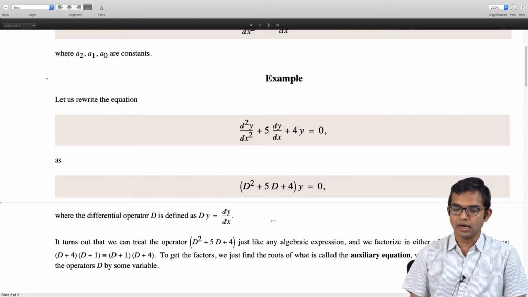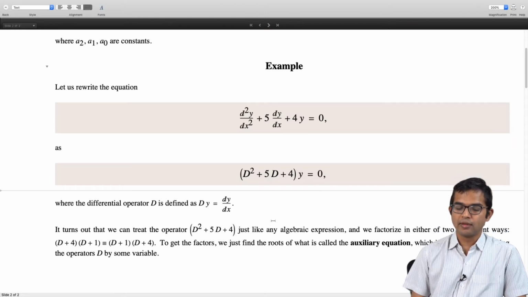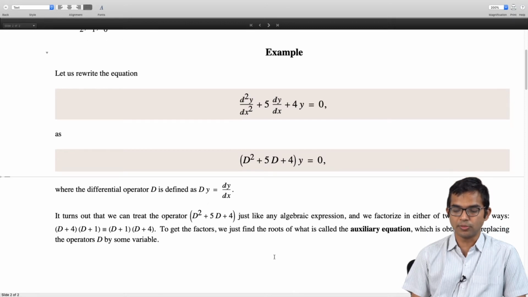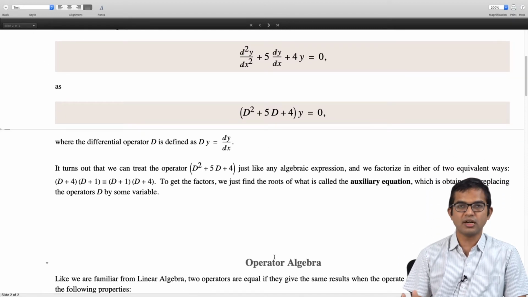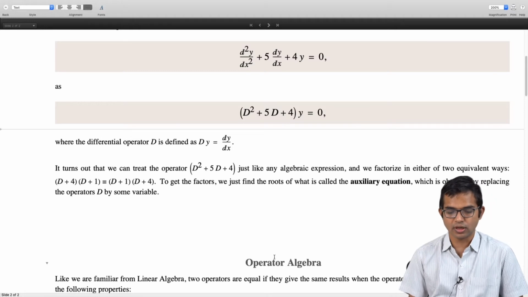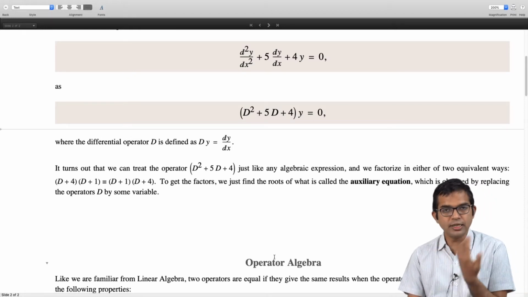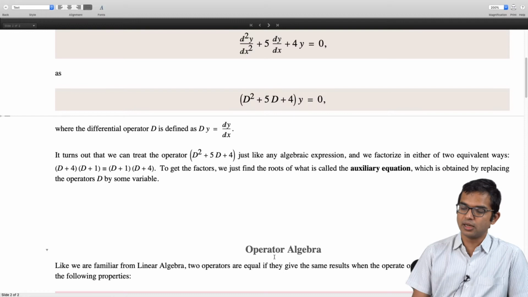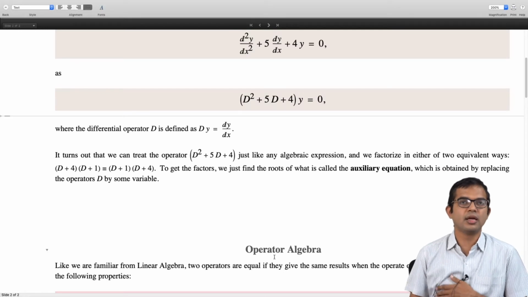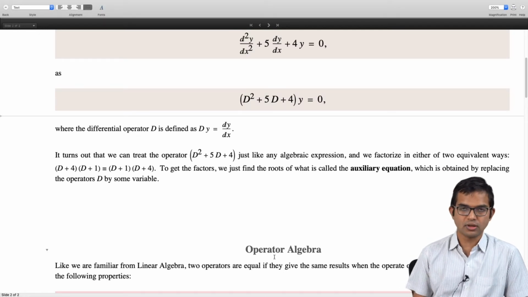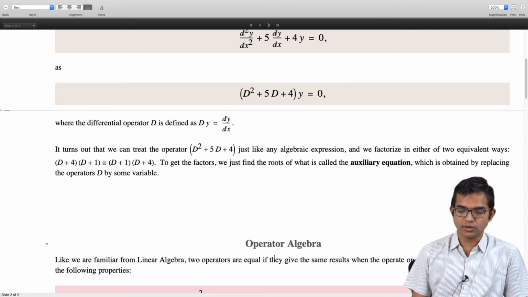But before we do that, let's quickly familiarize ourselves with the algebra of these kinds of operators. Let's write down a few properties and see how they work out. We are familiar with linear operators from linear algebra. So this d is also a linear operator, and all the properties corresponding to linear operators will follow through. Let's check a few properties which are useful for us.